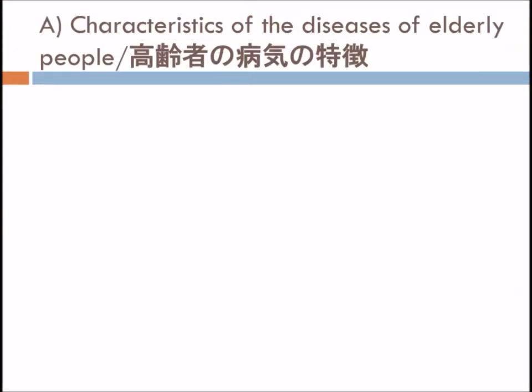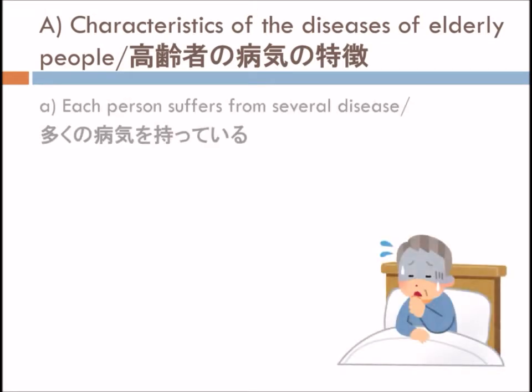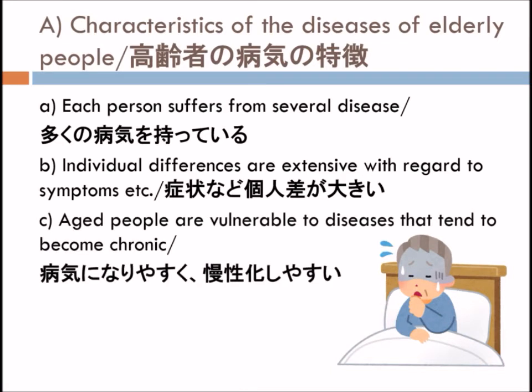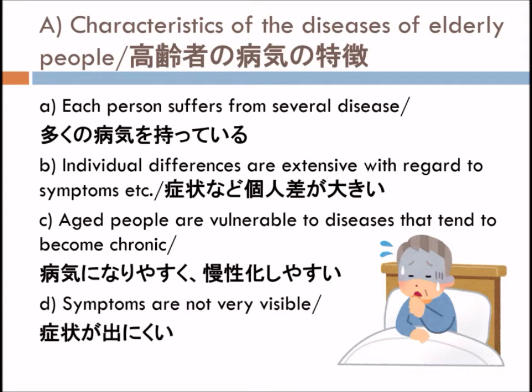Characteristics of the diseases of elderly people. Each person suffers from several diseases. Individual differences are extensive with regard to symptoms, etc. Aged people are vulnerable to diseases that tend to become chronic. Symptoms are not very visible.